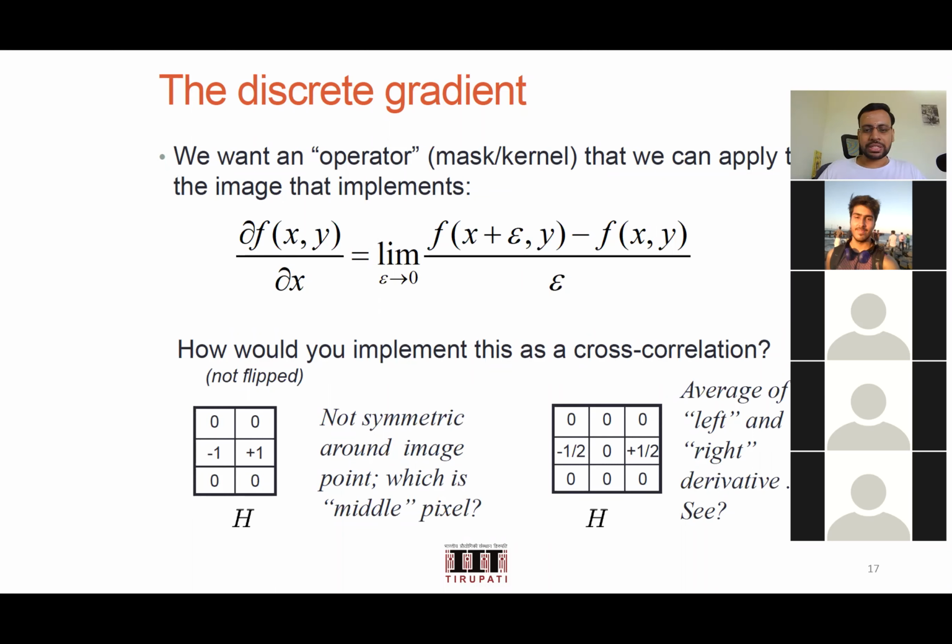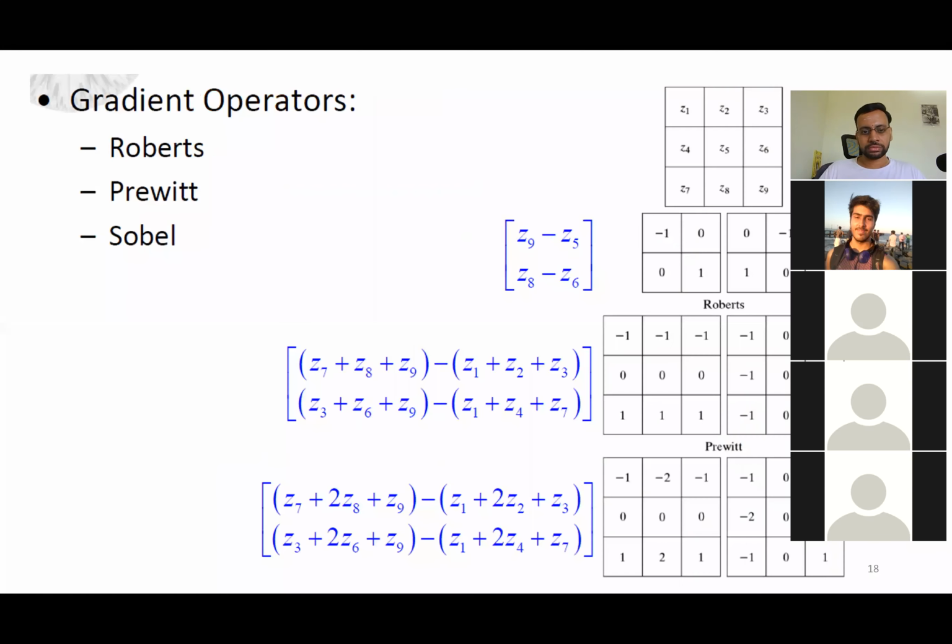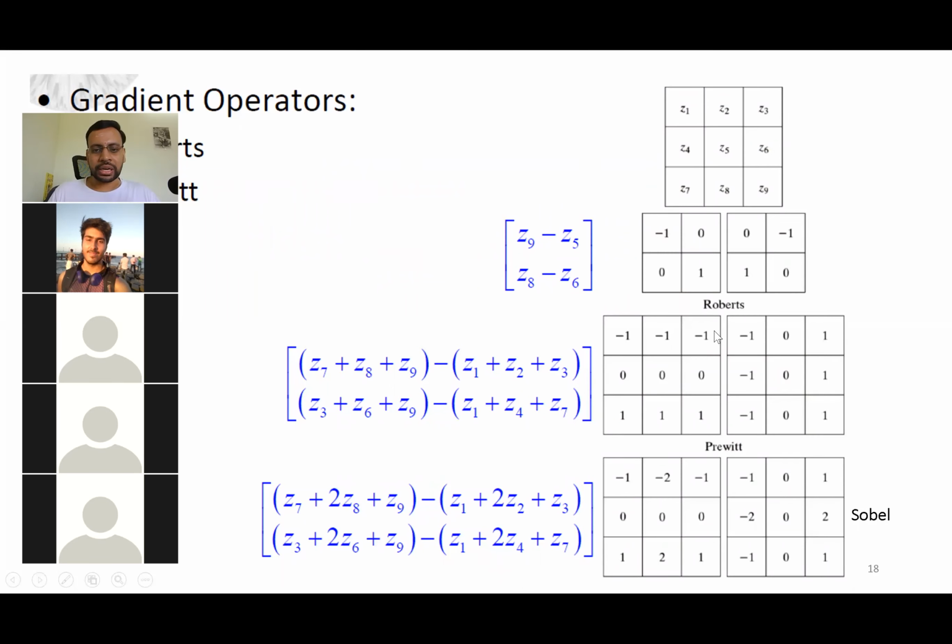So anyway, that's why in practice you would rather go for a central difference based derivative, where you are using 1 by 2 times f of x plus 1. So obviously the center of your window itself is your center. Right, then these are other gradient operators we are calling here.